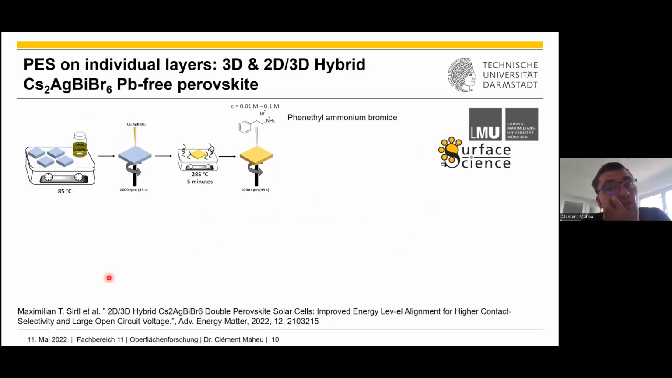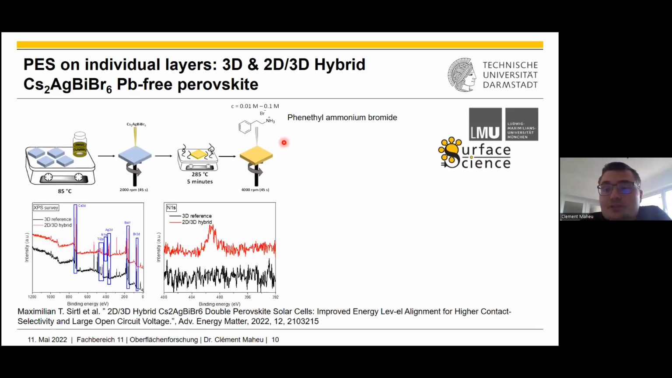Maximilian came with this work where he has some lead-free perovskites, and he found out that when you put phenethylammonium bromide, which is used as a spacer, you will create a 2D perovskite on top of your 3D. So you will get a 2D/3D hybrid perovskite solar cell. And he wanted to understand what the influence was on the electronic structure of this device.